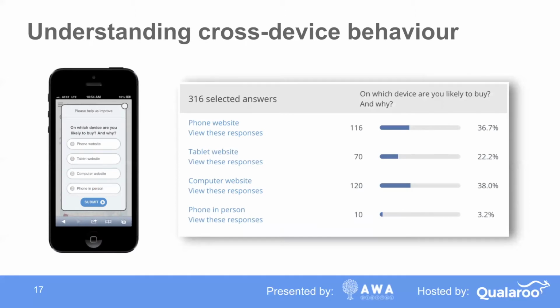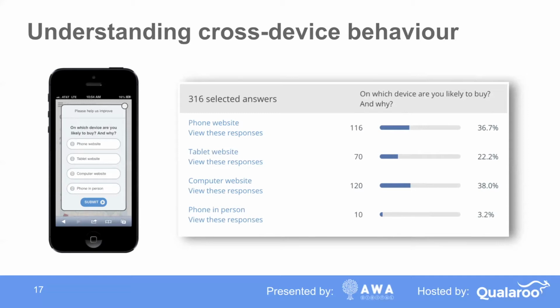I mentioned earlier that we've also used Qualaroo in exciting ways to understand cross-device behavior. And this is a big topic because it's so hard to do. It's becoming increasingly prominent, this cross-device journey. And it's difficult to find a tool that will give you exact data. It doesn't really exist at the moment.